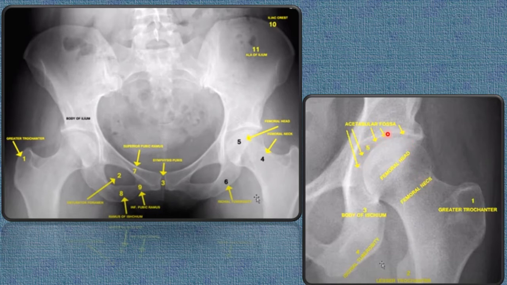acetabulum, head of femur, neck of femur, greater trochanter, lesser trochanter, intertrochanteric line. Here you can see body of ischium, ischial tuberosity. What is this? Which foramen? Obturator foramen.